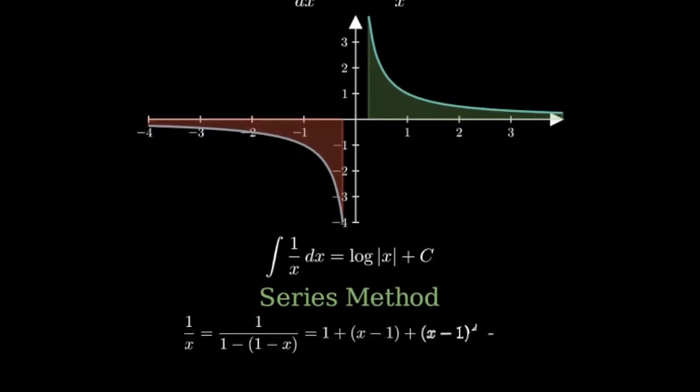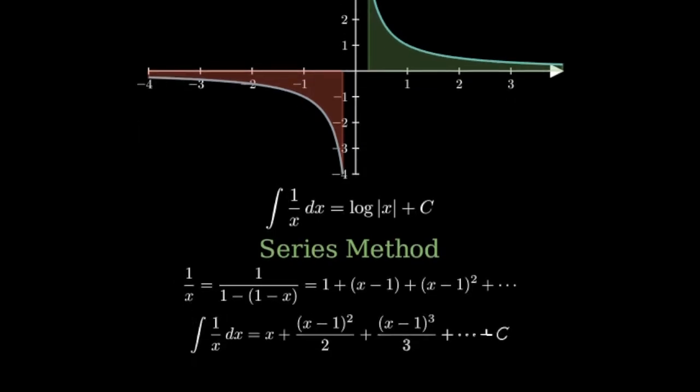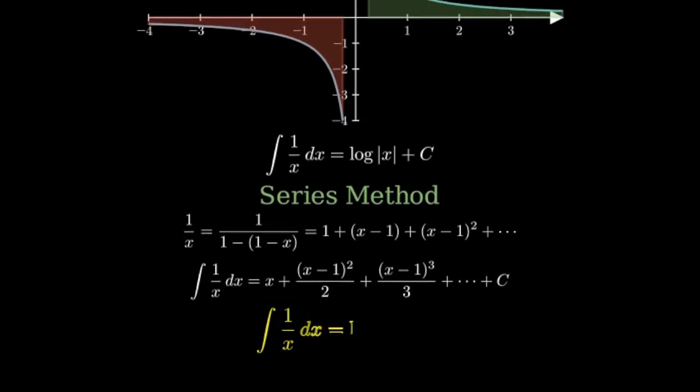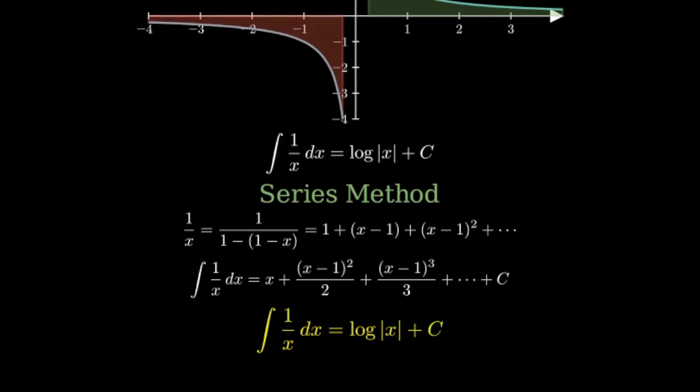First, we can express 1 over x as a series using the binomial expansion when x is near 1. When we integrate this series term by term, we get x plus (x minus 1) squared over 2 plus (x minus 1) cubed over 3, and so on. This series is actually the Taylor series for the natural log of absolute x plus a constant.